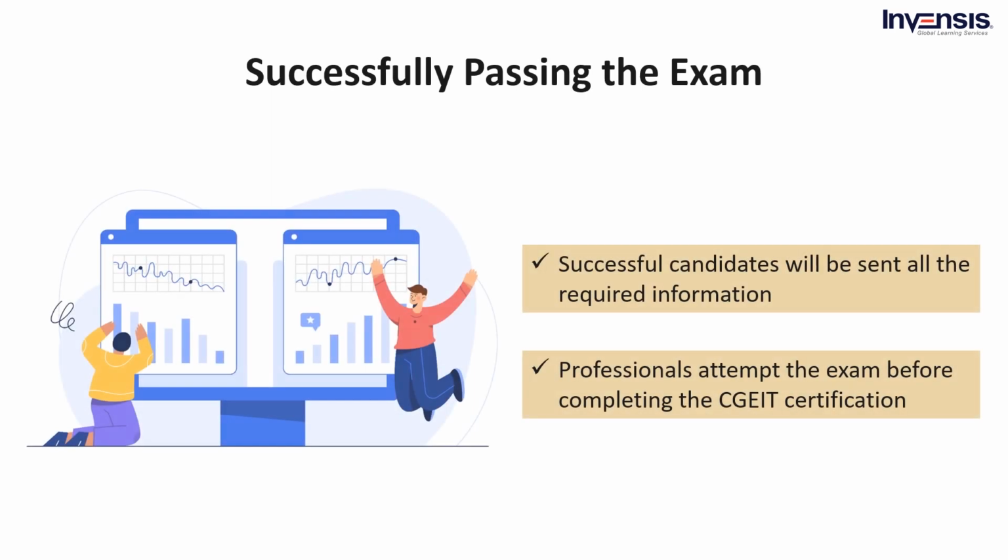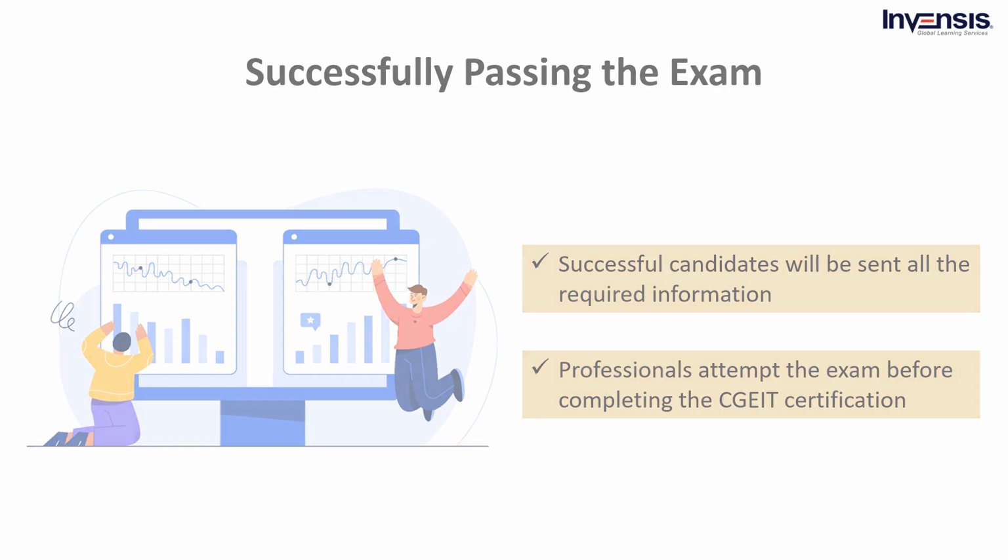First, successfully passing the examination. Passing the CGEIT exam is the first step in gaining the certification. Successful candidates will be sent all the required information to apply for certification with a scoring mark. Interestingly, you can attempt the examination before completing the CGEIT certification prerequisites, and many opt to do this.